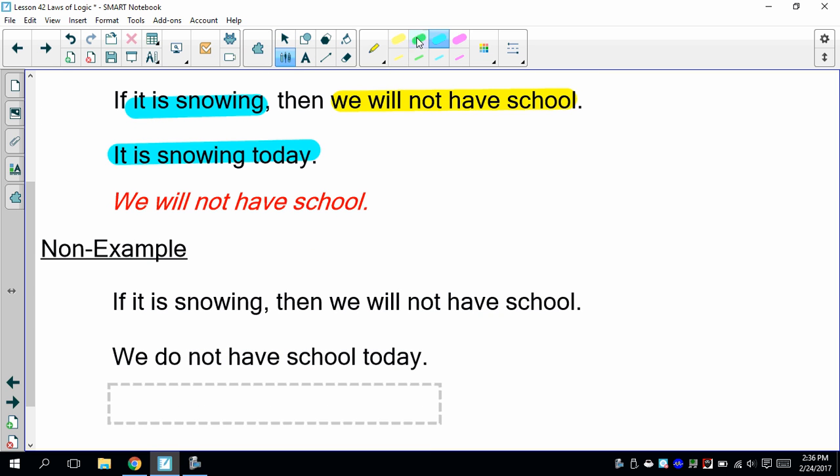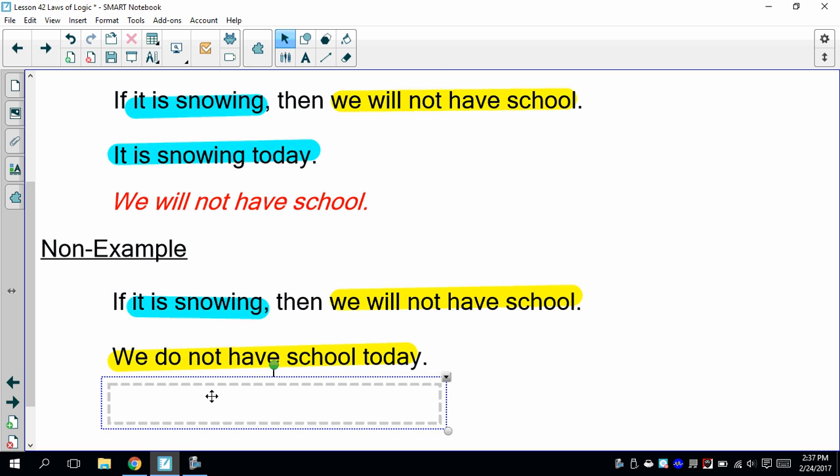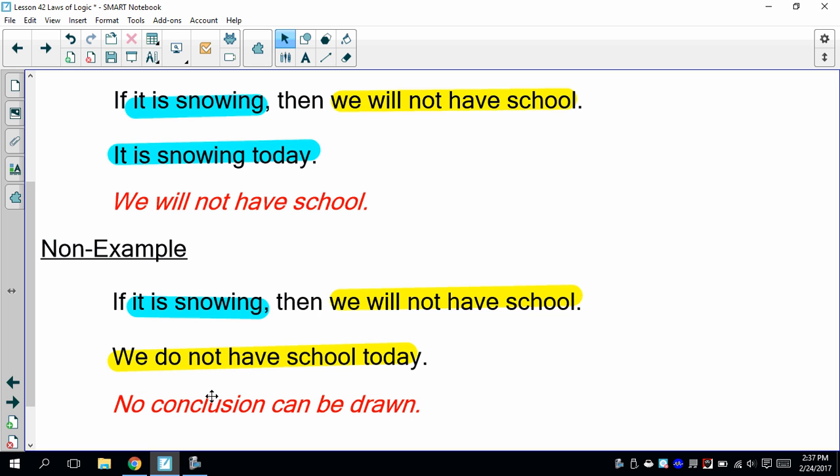Here's a way that it doesn't work. We have it is snowing and we will not have school today. But this simple statement is about the conclusion of my if-then. So we can't draw any further conclusions from these two statements. For example, we could not have school because it's the weekend, or it could be a holiday. So we couldn't conclude that since we don't have school, it's snowing.